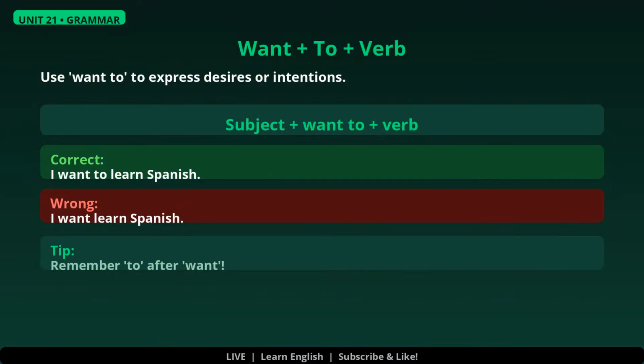Here's an important grammar point. Want plus to plus verb. Use want to express desires or intentions. For example, I want to learn Spanish. A helpful tip, remember to after want.